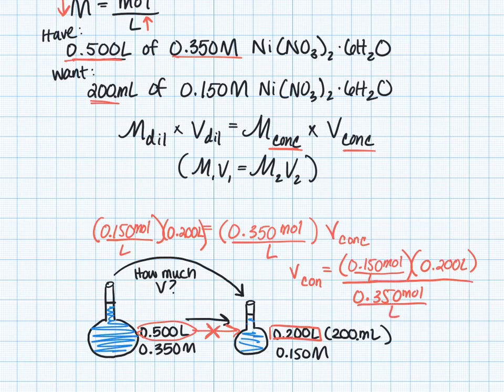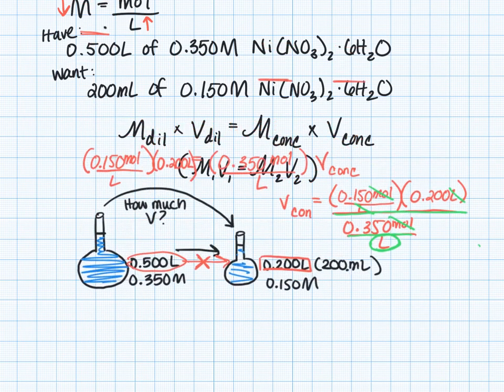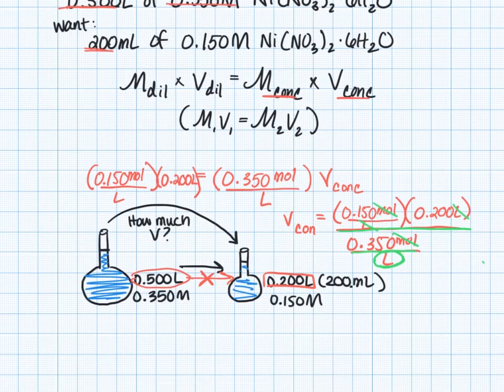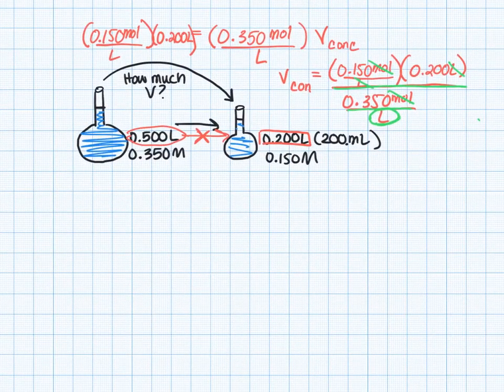You'll notice that moles and moles will cancel. These two liters will cancel. This is the denominator, right? It's on the bottom of a denominator, which makes it a numerator, okay? That makes it the top unit. Okay, so I'm going to scroll this up, and we're going to compute this. And I have 0.0857 liters of original solution.